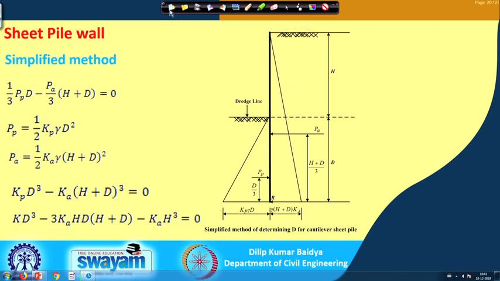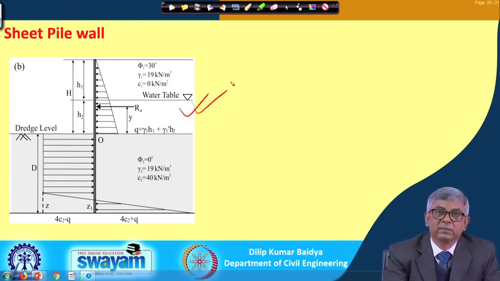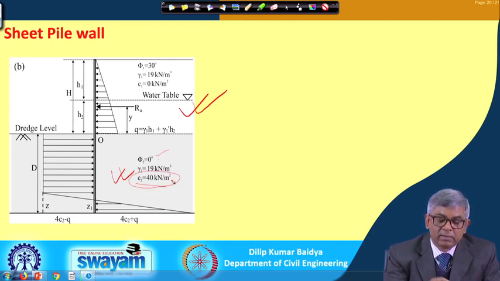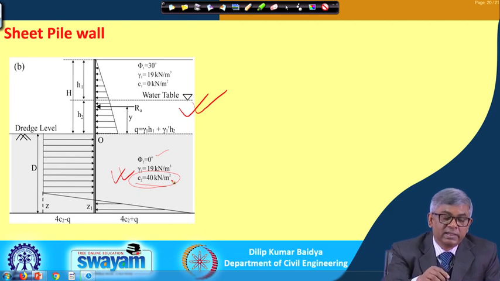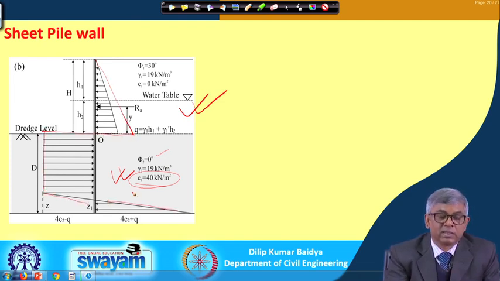This may not be important, but this is the one you can practice more. Next, I will show you what I told at the beginning, that a sheet pile wall can have different combinations. Here, above dredge level it is sand, and below dredge level it is cohesive. So, you can see phi equals 0 and it has a value of c. In that case, your pressure diagram, if there is no water table, will be like this, and then it will go like this, and this is again based on rigorous analysis.